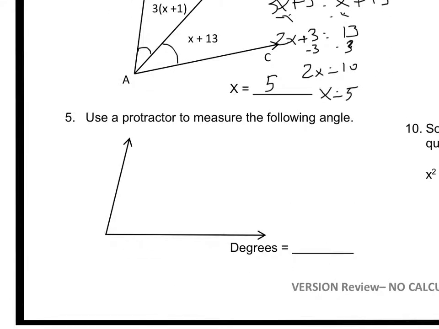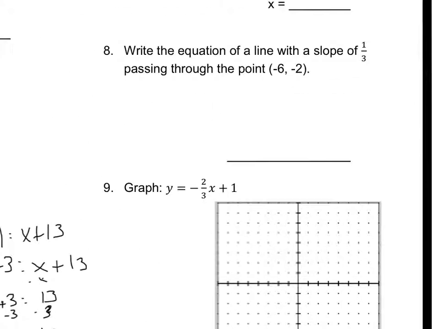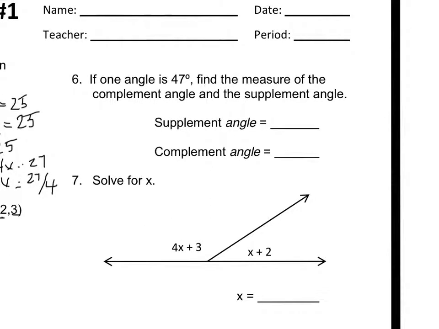Use a protractor to measure the following angles. Well, I know if I take out my protractor, I'm going to get anywhere between 70 degrees and 80 degrees. Let's go up to question number 6. If one angle is 47, find the measure of the complement and the supplement.